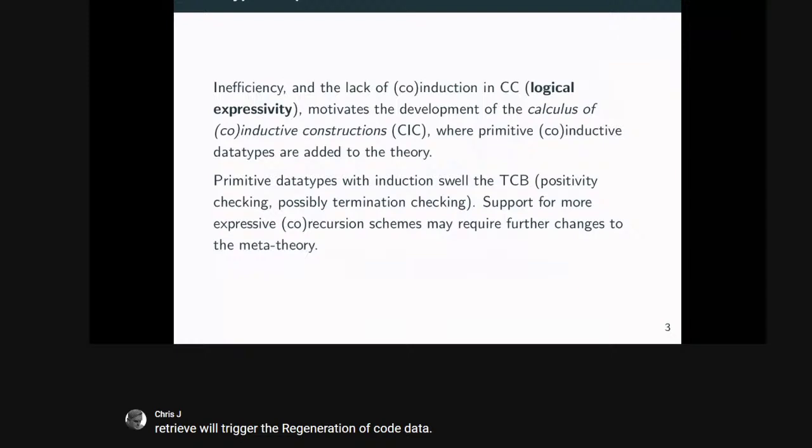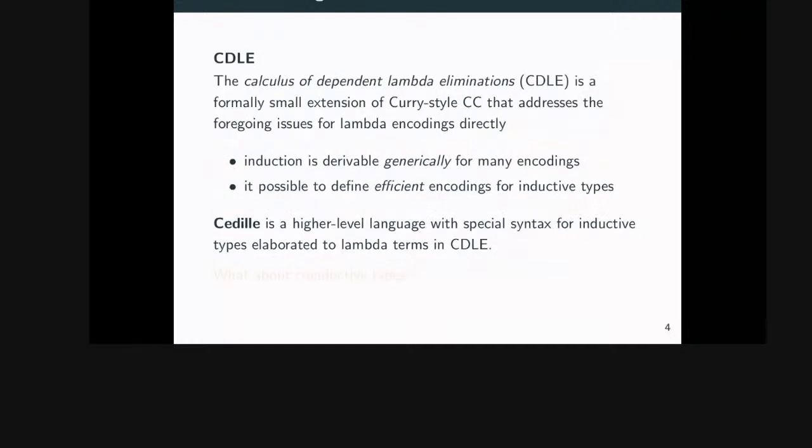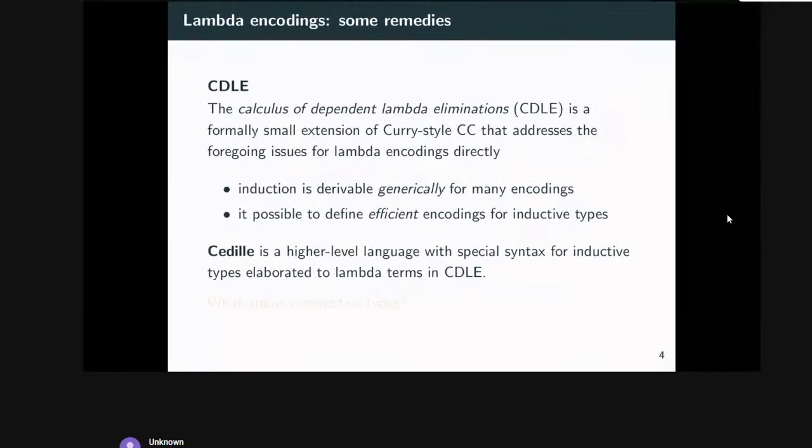If you have fixed point notation for recursive and co-recursive functions, this means they have to do termination and productivity checking. Finally, if you want to support more expressive schemes, this may require further changes to the meta theory. And so an alternative might be to revisit lambda encodings and to try to repair the issues that we just addressed. And this is the project of CDLE, the calculus of dependent lambda eliminations.